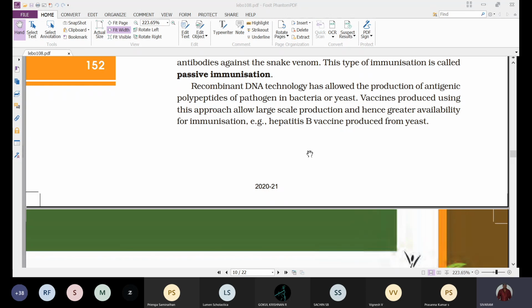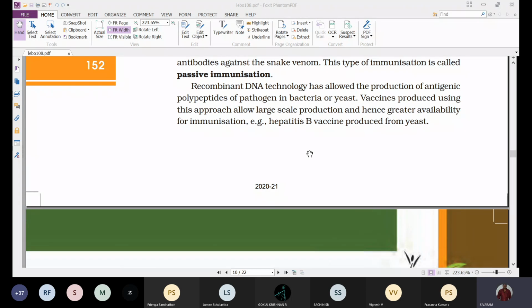And the immunization program is going on. This is all because of the recombinant DNA technology. So we are able to get large scale production of vaccine, and its availability is also more.